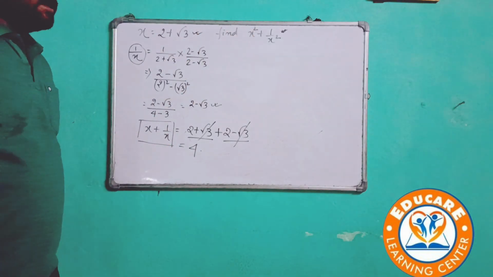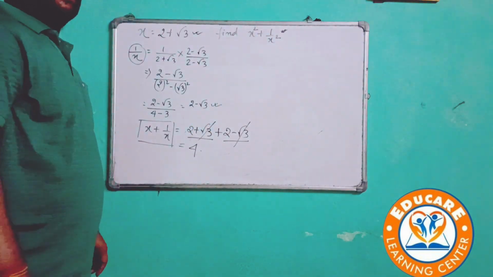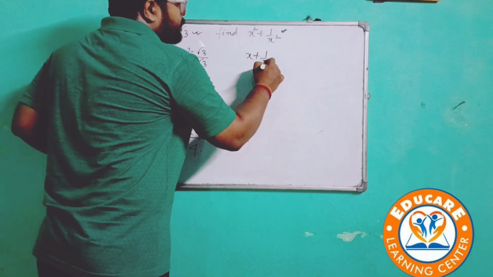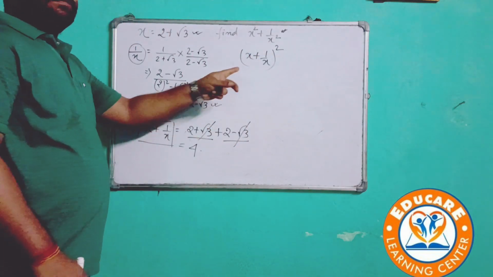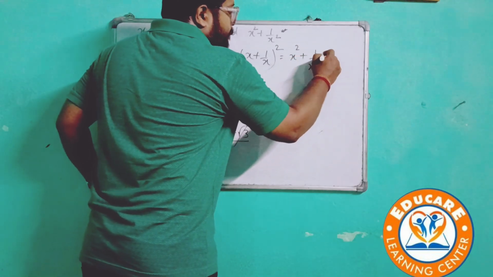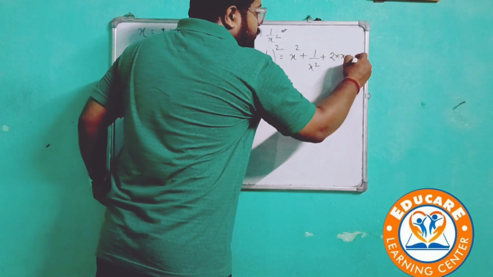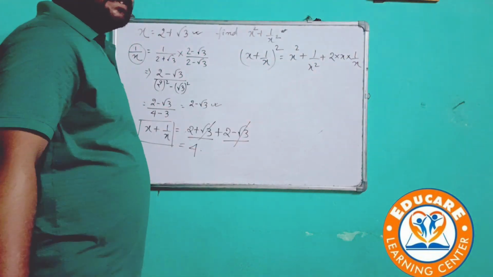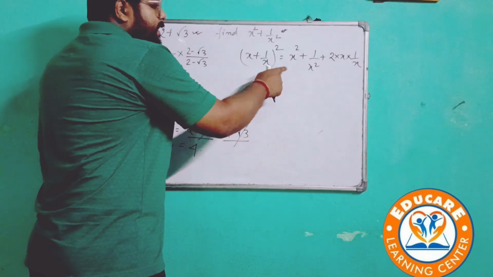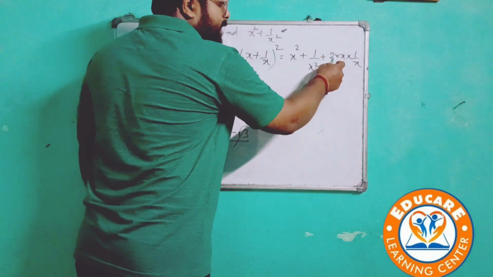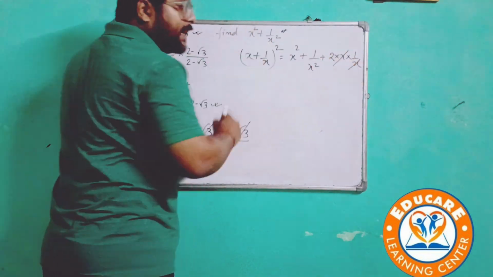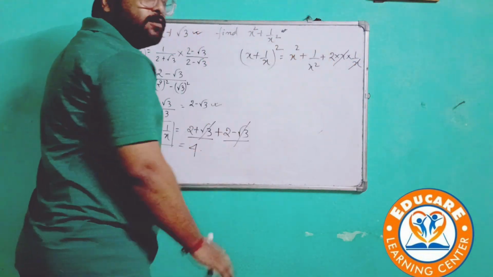Now let's move on to this question. x square plus 1 by x square can only be found out if we use the identity x plus 1 by x whole square. What is the formula? The formula says x square plus 1 by x square plus 2 into x into 1 by x. This is just a basic identity which you have done in previous classes also. x plus 1 by x whole square is x square plus 1 by x square plus 2 into x into 1 by x. Now if you look at this equation, x and x will get cancelled. So what stays? Only 2.